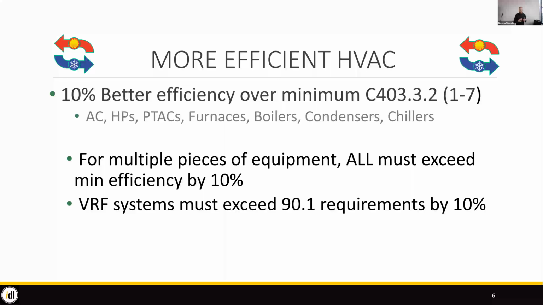If it's not on that list, for example, it doesn't mention electric resistance heaters, then you can still have those in your project and achieve this credit. But those components that are not on the list can make up no more than 10% of the heating and cooling capacity or load design for that building.